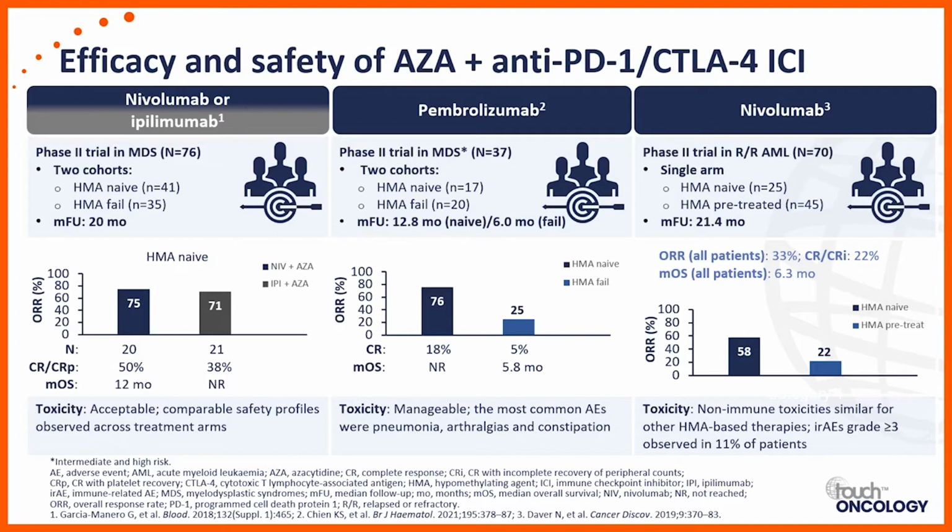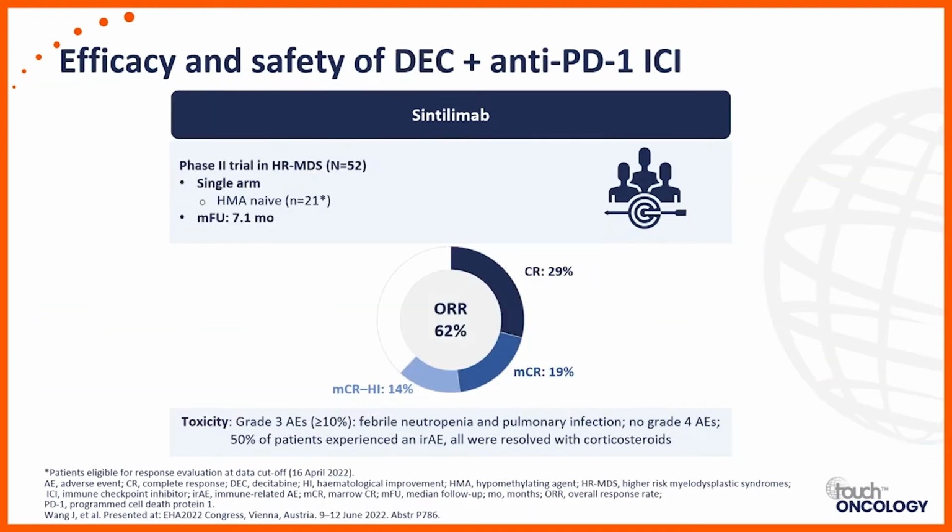In another phase 2 study, including 70 relapsed refractory AML patients treated with azacitidine and nivolumab, the overall response rate was 33% and was higher in the HMA naive than the HMA failure group, but the composite complete remission rate was 22%. Sintilimab is another anti-PD-1 immune checkpoint inhibitor, whose efficacy and safety in combination with decitabine was evaluated in 52 higher risk MDS patients, 21 of them being hypomethylating agents naive.